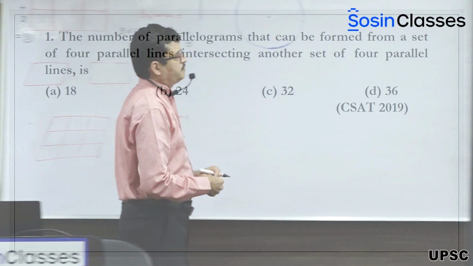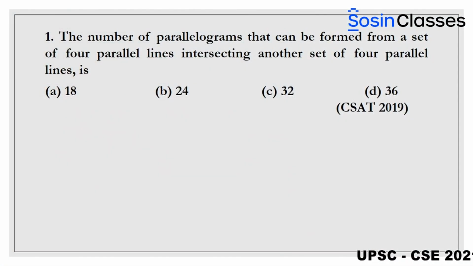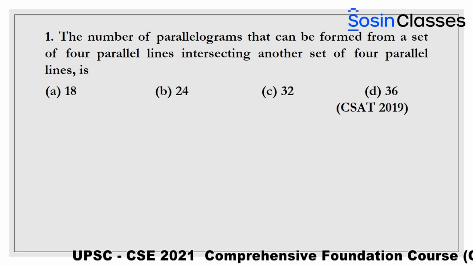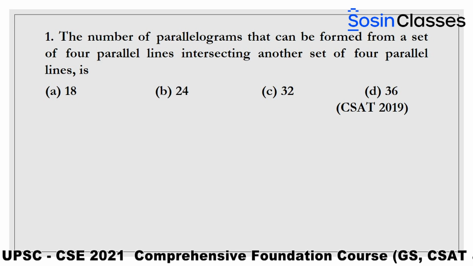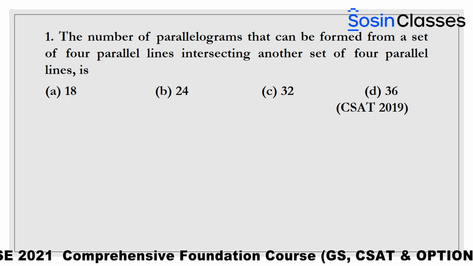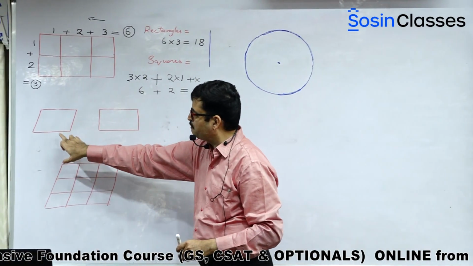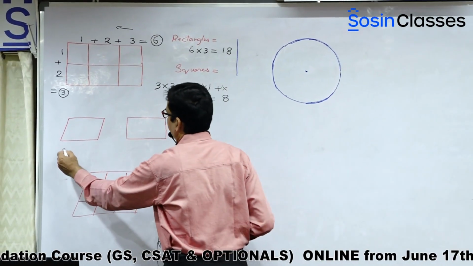See the first question. The number of parallelograms that can be formed from a set of 4 parallel lines intersecting another set of 4 parallel lines is. First of all, we have to find out what a parallelogram is. This is a rectangle, whereas this is a parallelogram.